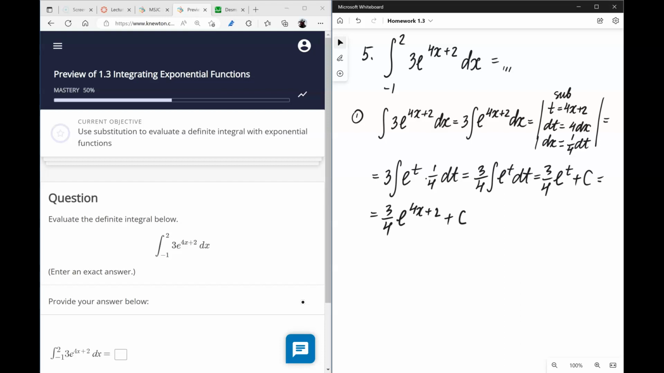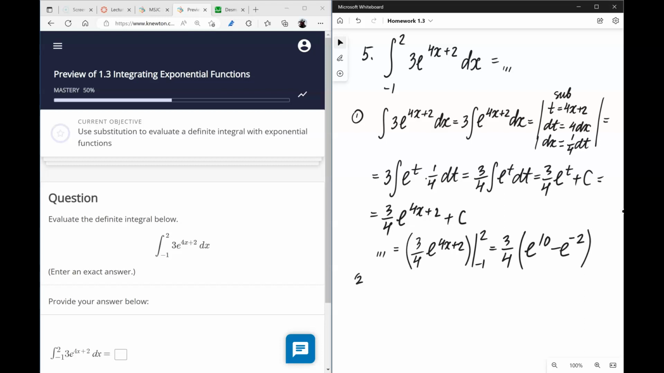And now, because it was a definite integral, I'm actually going to start writing the answer. So my solution is actually going to be 3/4 e to the power 4x plus 2 evaluated between -1 and 2. So 3/4 can be factored outside, and evaluating it at 2 gives me e to the 10, and evaluating it at -1 gives me e to the -2, and that's the answer.